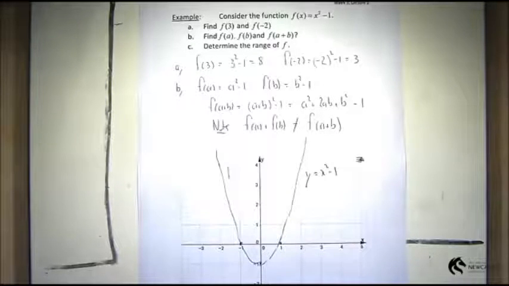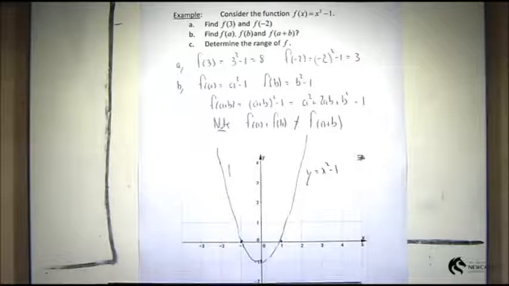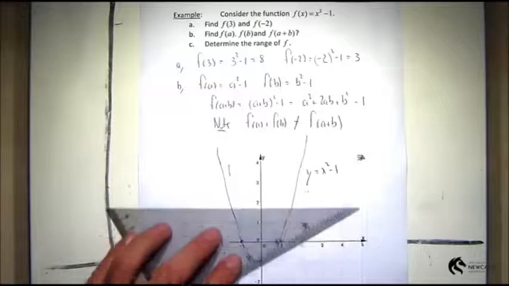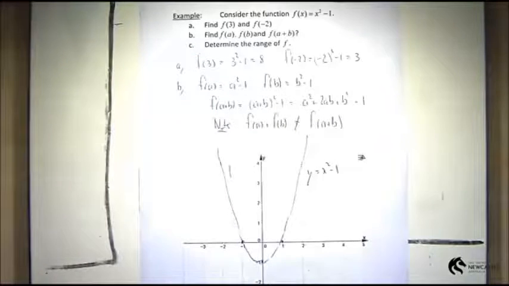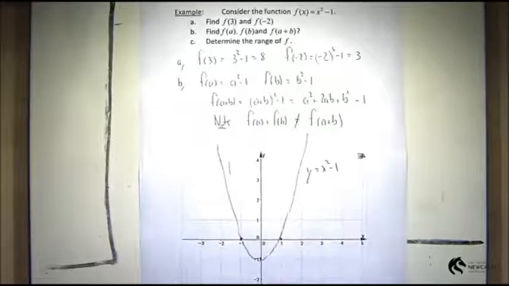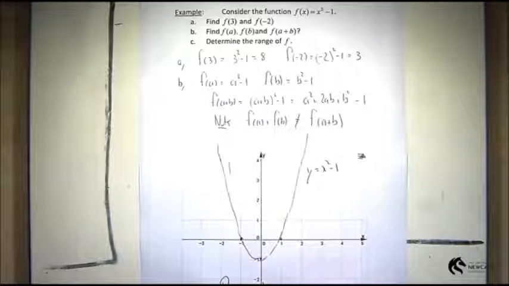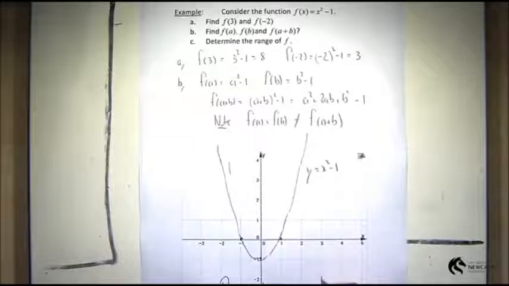And so the range is the set of y values for which there's a point associated with it. And if I draw my horizontal line here, you can see I have a y value of -1 and every other y value possible up there. So for part C, the range will be the set of y values such that y is greater than or equal to -1.